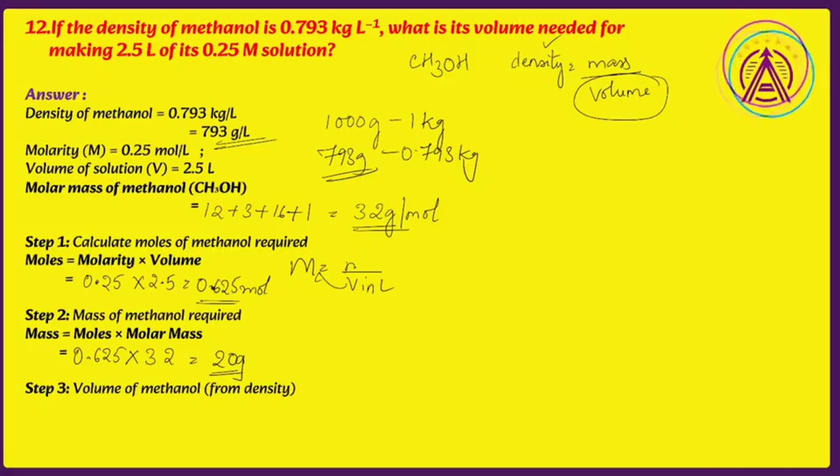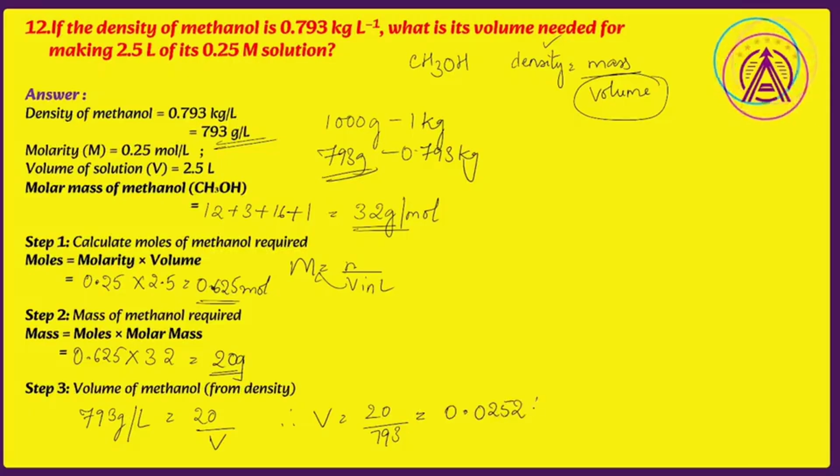Okay, now I know the density, which is 793 grams per liter, equal to 20 divided by the volume. Therefore my volume is nothing but 20 divided by the density, which is 0.0252 liters, which if I convert to ml, I multiply by 1000 and get 25.2.